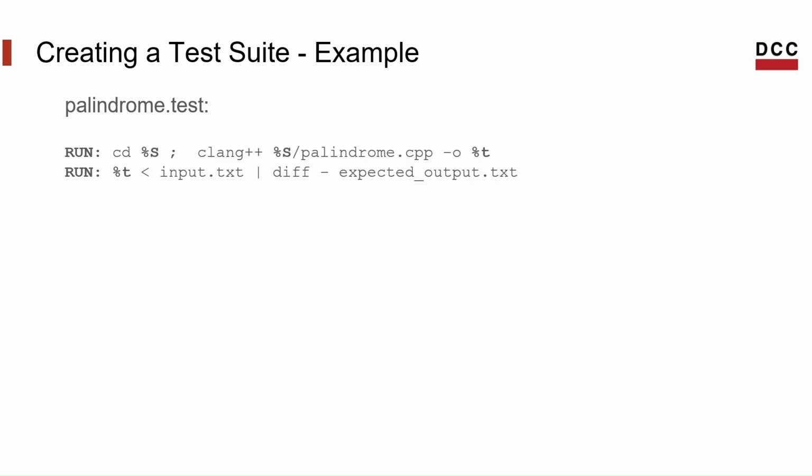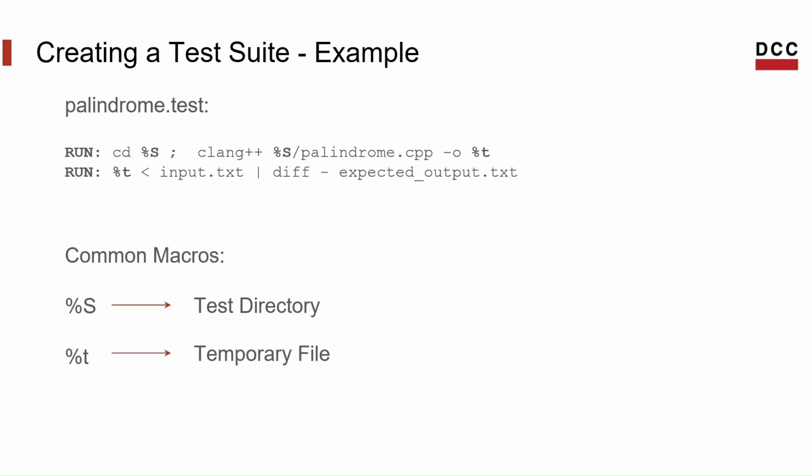And here we have the test file. In the first line, I'm compiling the program. And in the second line, I'm calling the program and comparing the standard output with the expected output. The LIT tool gives us some macros to use in these shell scripts, and the most common macros are %s, which indicates the current test file, and %t, which is a temporary file. So as you can see, in the first line of the shell script, I'm compiling the program and giving the name %t to the program, and in the second line, I'm calling the program by this %t.